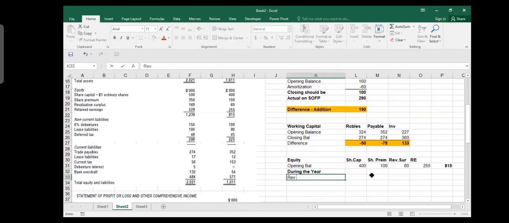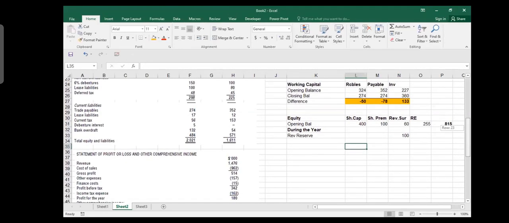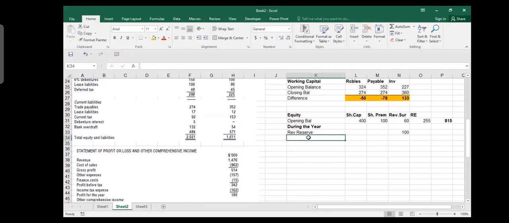I know that there was a revaluation reserve, right? So how much was your revaluation reserve? Your revaluation reserve was 100. It was given here. That revaluation reserve increased from 60 to 160, okay? Then you have made some profit. Whatever profit you make also comes to the retained earnings. So I would say profit for the year, and that should be added under the retained earnings section, 180.